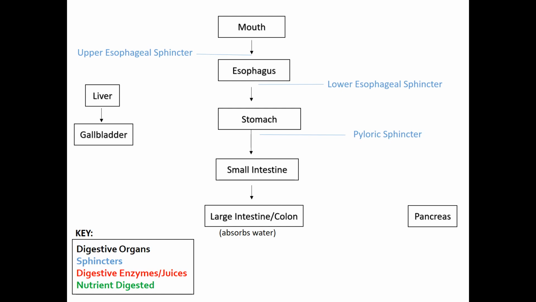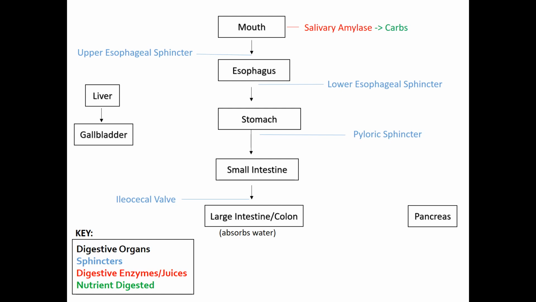The next one we have is between the stomach and the small intestine, and this one we call our pyloric sphincter. So it is going to prevent food from going back from the small intestine back into the stomach. Last one we have is called the ileocecal valve. This one is a little bit different because it doesn't actually have the word sphincter in it, but it is considered a sphincter, and it controls the passageway between your small and large intestine.